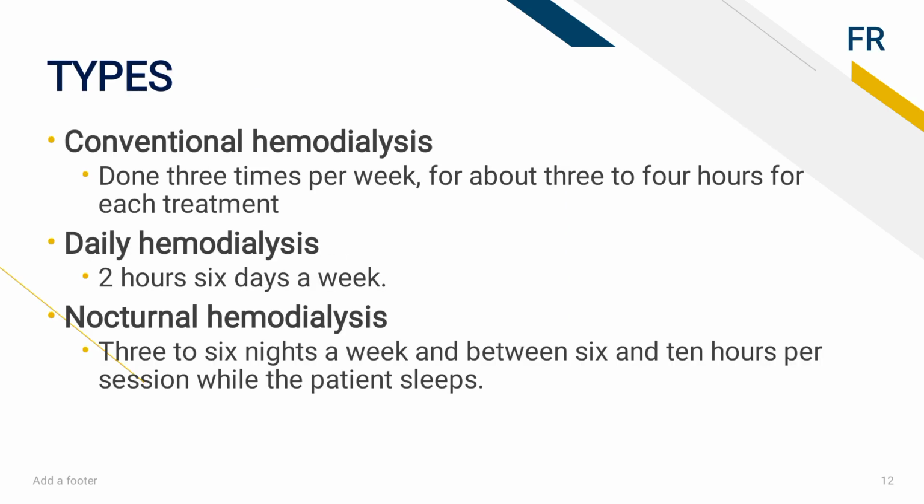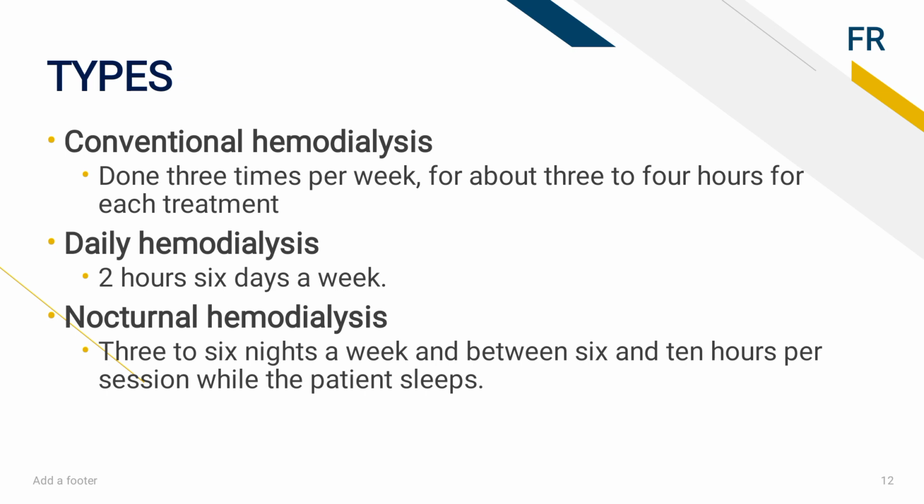And the next main thing is its types, and the types are based on the person who is actually doing the hemodialysis. Some people need to take it daily, and some people around once or twice a week. So based on that, there are 3 types: conventional, daily and nocturnal. The conventional method is done 3 times per week and for about 3 to 4 hours for each treatment.